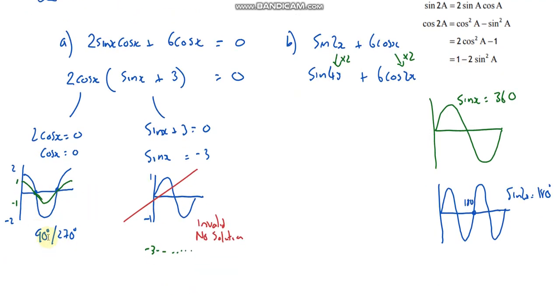So I'm going to take these solutions and I'm going to halve them. So x is going to be equal to 90 divided by 2 and 270 divided by 2. So I've got 45 degrees, and what's that? 135 degrees as well. But I'll now need to add on the period.